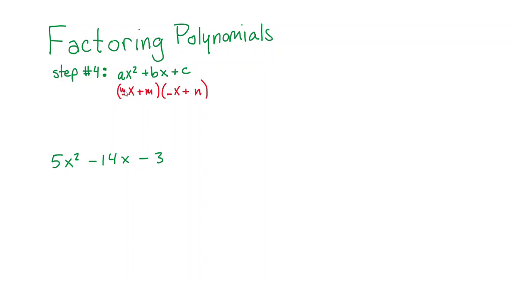Let's just say w and v. I don't know. We'll see here that it just gets really complicated, right? Because w times v, w v x squared, and then w times n x plus v times m x plus mn.